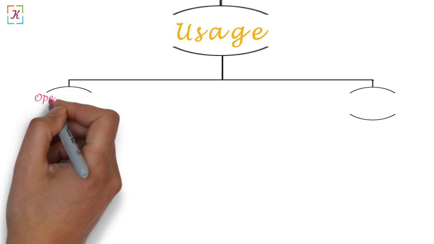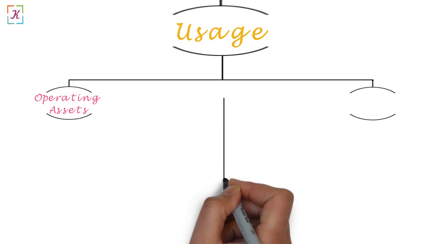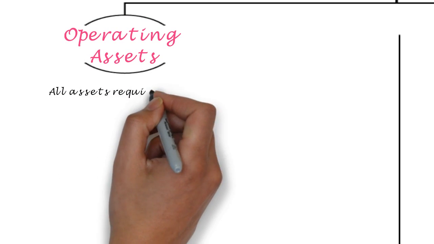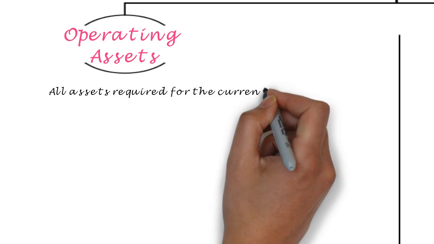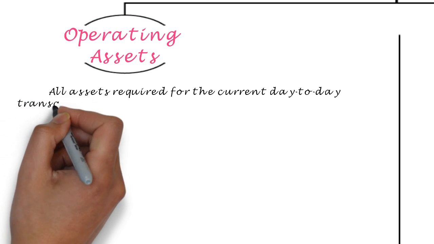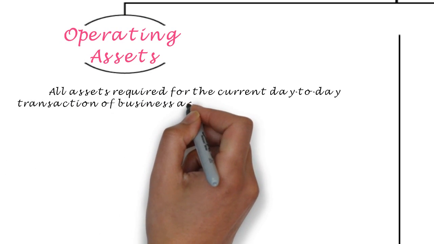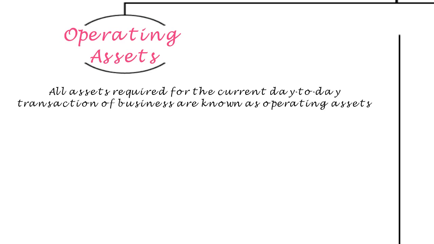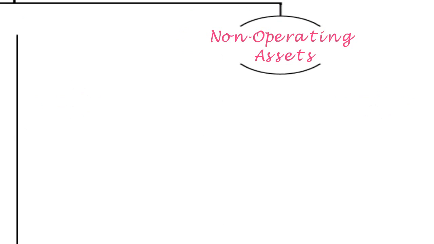Third way of classification of assets depends upon their usage in business. According to this way of classification, assets are either operating or non-operating. Operating assets. All assets required for the current day-to-day transaction of business are known as operating assets. In simple words, the assets that a company uses for producing a product or service are operating assets. These include cash, bank balance, inventory, plant, equipment, etc.